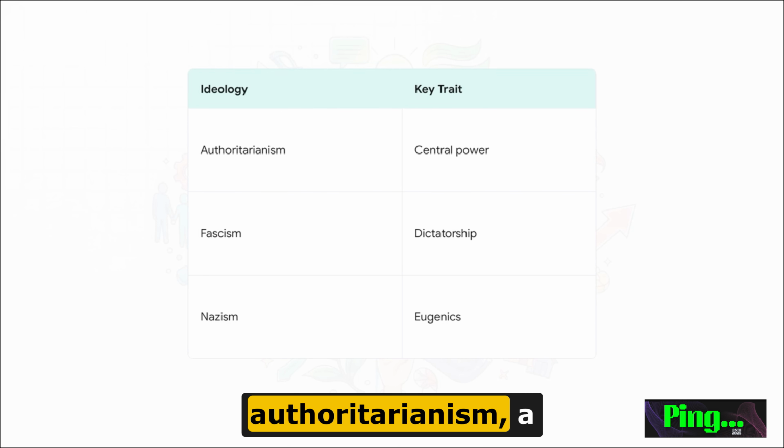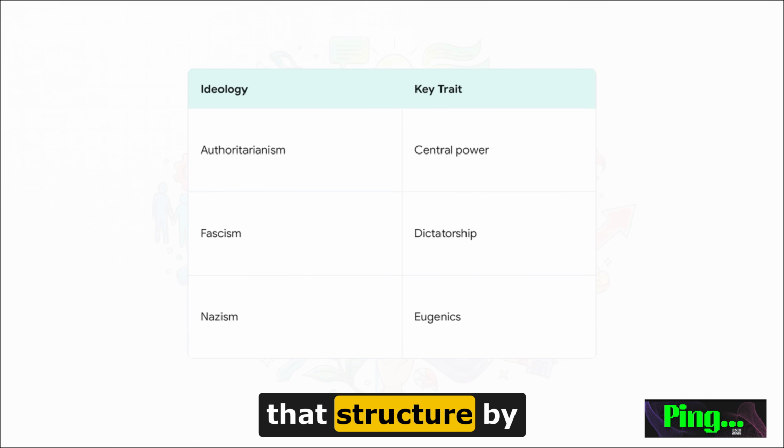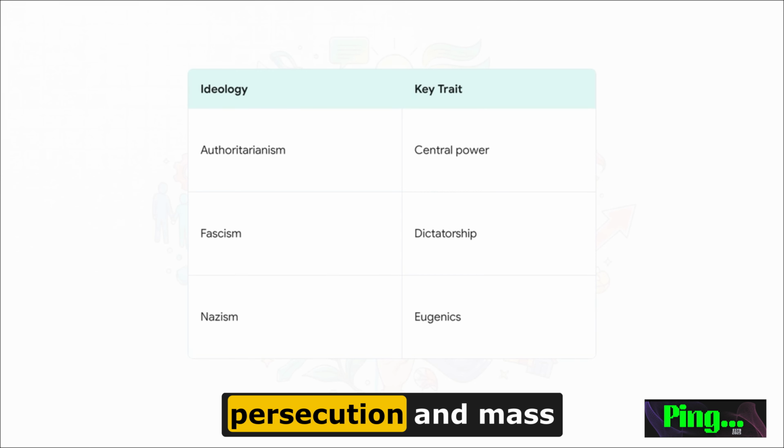It starts with authoritarianism, a strong central power limiting civil freedoms and demanding strict obedience. Fascism weaponizes that structure by adding a dictator, heavy militarism, and demanding the individual sacrifice everything for the perceived good of the ultranationalist state. Nazism takes fascism and injects it with toxic Aryan racial supremacy and eugenics, which historically resulted in the horrific persecution and mass murder of those deemed subhuman.